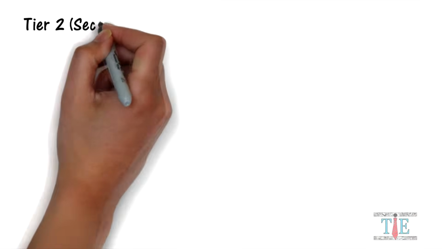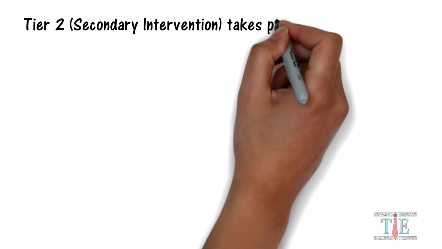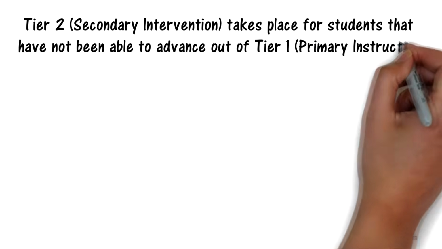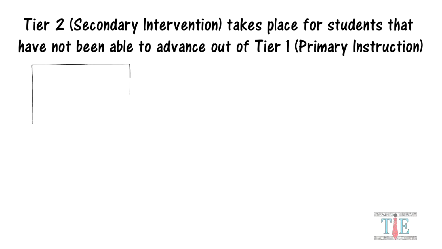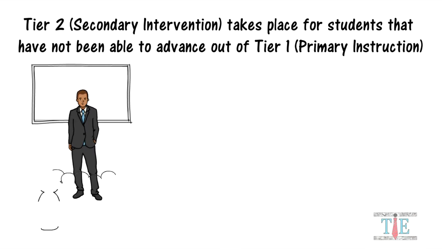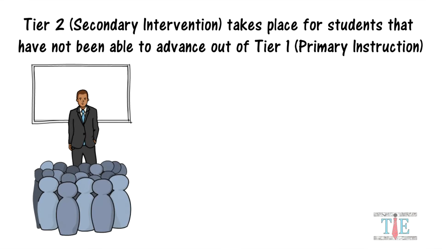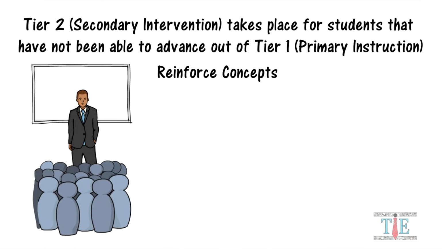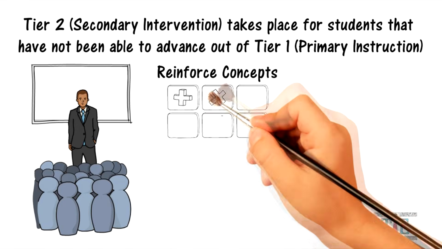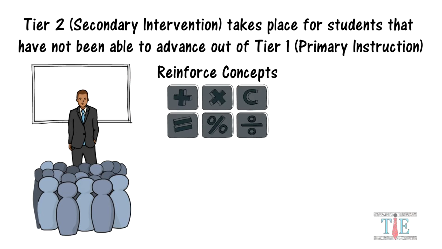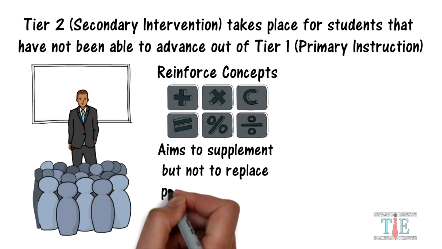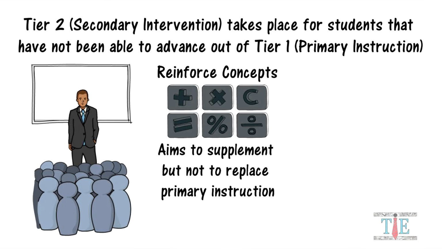Tier 2, called secondary intervention, takes place for students that have not been able to advance out of Tier 1, primary. In Tier 2, the students identified as in need of intervention are given the opportunity to learn in a smaller group setting. In Tier 2 instruction, teachers will reinforce basic concepts. For example, students may be deficient in basic mathematical operational skills. Remember, it aims to supplement but not to replace primary instruction.